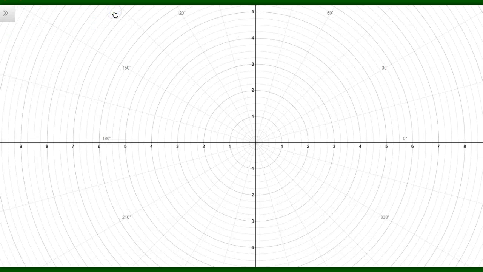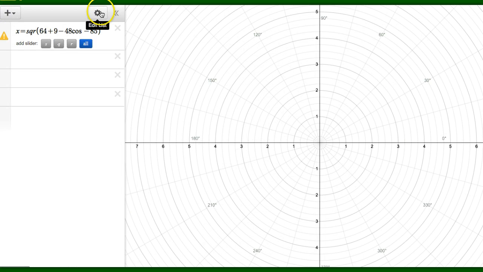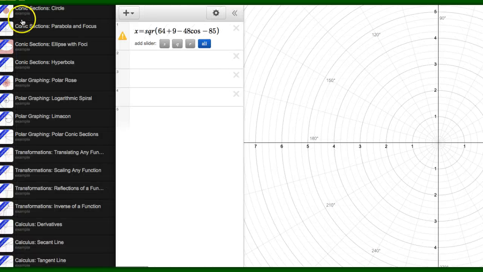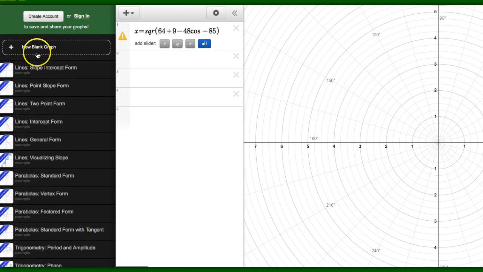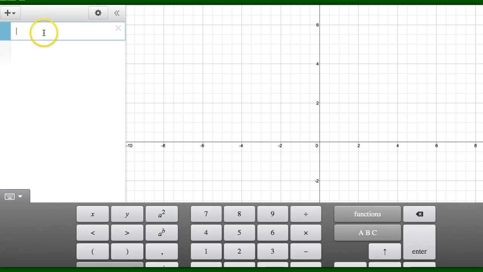Alright, I switched my calculator out from what I could do, and so that's why I'm having issues. Let's go back to just normal. New blank graph.